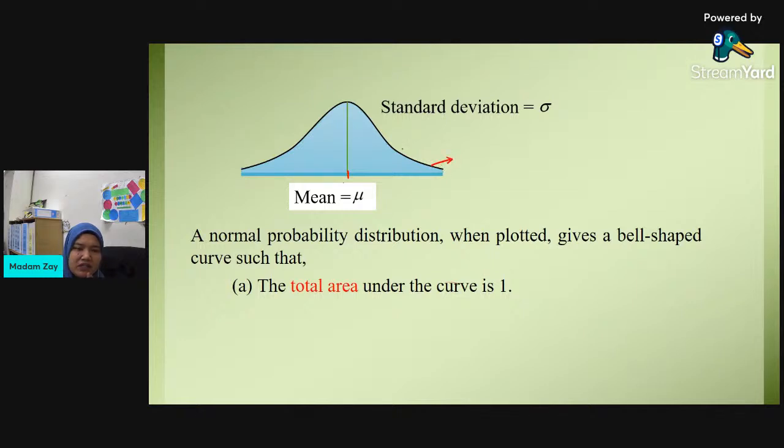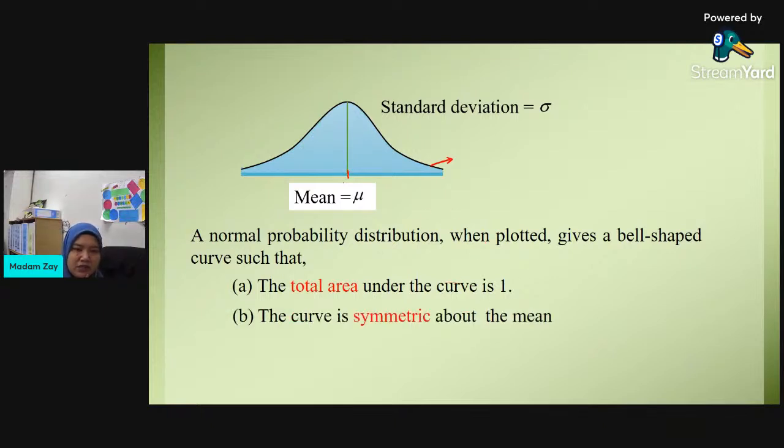So this is the function for the normal distribution. Betul tak? So nak cari dia punya probability for continuous, we integrate. So the integration is the area under the curve lah. So that's why the total area under the curve is equal to 1. And then the curve is symmetric about the mean.